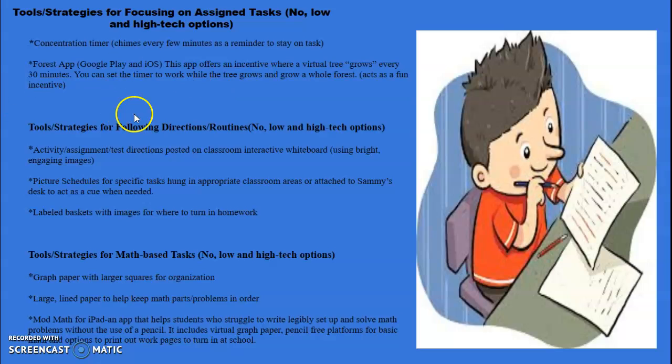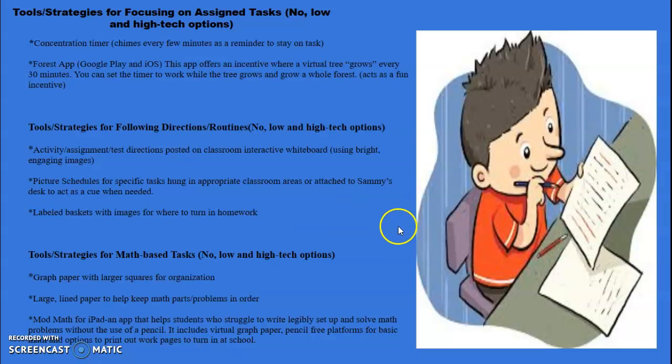Looking at tools and strategies for following directions and routines in the classroom. Activity assignment and test directions could be posted on the classroom interactive whiteboard using bright, engaging images to get student attention. There could be picture schedules for specific tasks hung in appropriate classroom areas or attached to Sammy's desk to act as a cue when needed, and labeled baskets with images for where to turn in homework, which would not only be beneficial to Sammy, but to his peers as well.